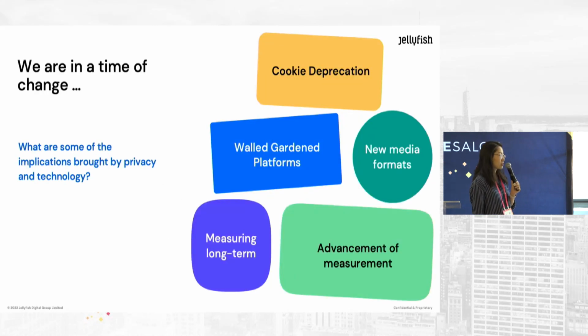And now, we're again finding ourselves in a time of change and evolution. Cookie deprecation is coming very fast. We increasingly see the walled garden scenario for different platforms. We continue to see new media formats like streaming TV, CTV, and short-form such as YouTube Shorts, right? And advertisers demand better measurement of the long term and how to measure that effect. And of course, there's the advancement in measurement solutions.